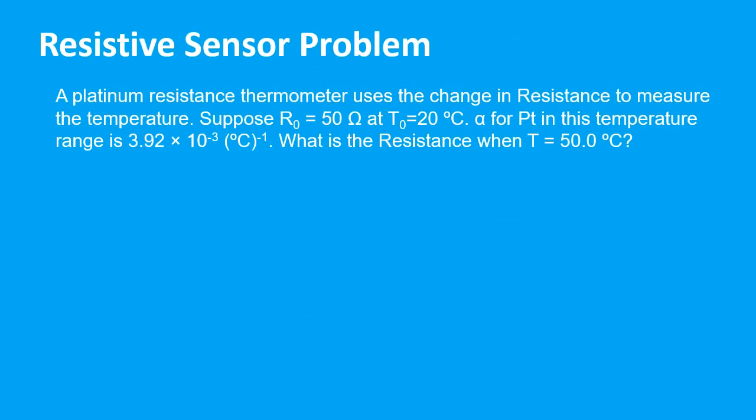Now let's take a look at this problem. A platinum resistance thermometer uses the change in resistance to measure the temperature. Suppose R sub 0 is 50 ohms at T sub 0 equals 20 degrees Celsius. Alpha, or our temperature coefficient for platinum, in this temperature range is 3.92 times 10 raised to negative 3 degrees Celsius raised to negative 1, or per degree Celsius. The question is, what is the resistance when temperature is equal to 50 degrees Celsius?